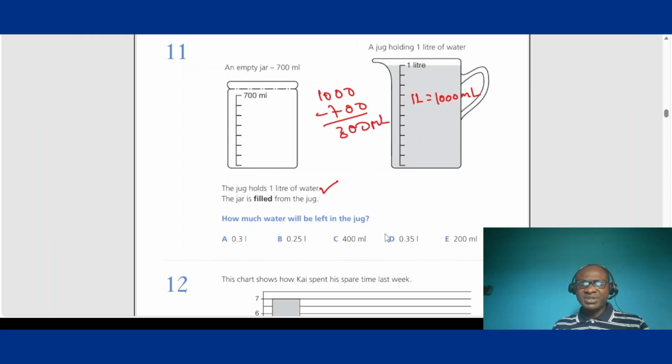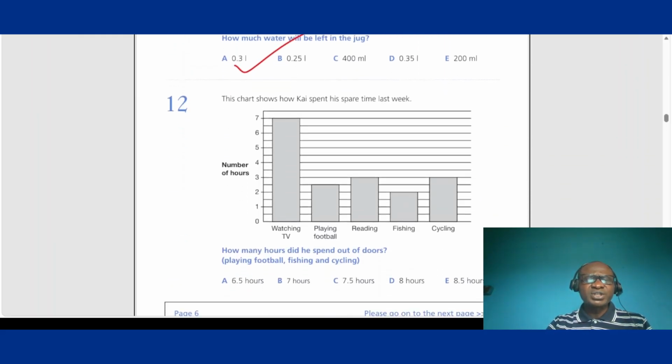But from the options, we don't have 300. So we convert it to liters. That is divided by 1000. 1, 2 cancels out. One more zero moves to the front. That will give us 0.3 liters. That is option A is correct. Good. Let's go to question number 12.